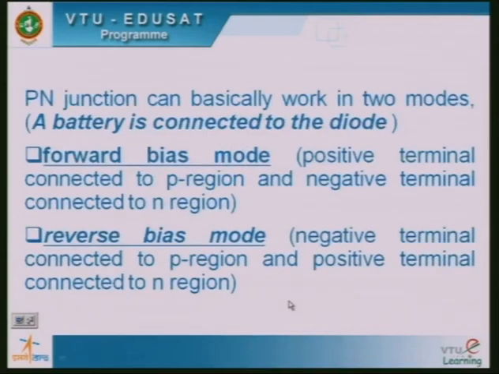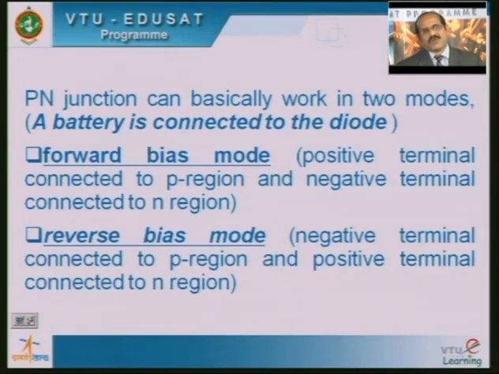Now the PN junction can basically work in two modes, that is, when a battery is connected to the diode. The first is the forward bias mode, and the second is called the reverse bias mode. Whenever the positive terminal of the battery is connected to the P region and the negative terminal of the battery is connected to the N region, the diode is said to be in the forward bias mode.